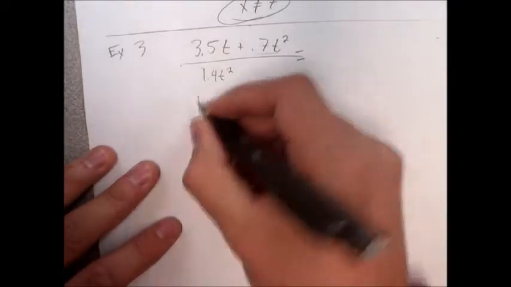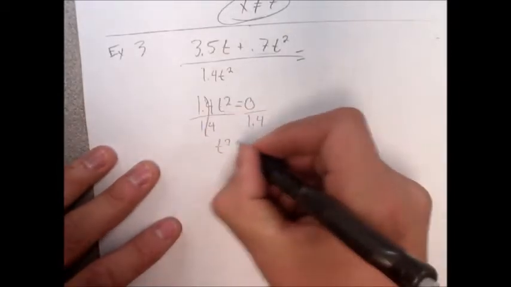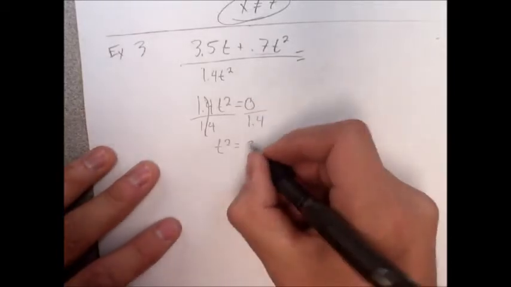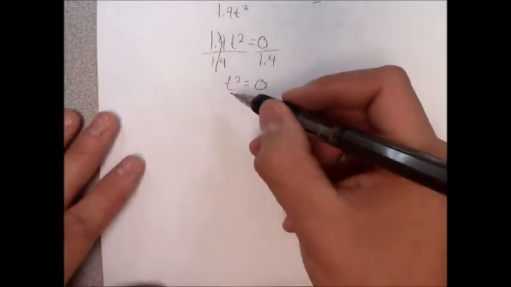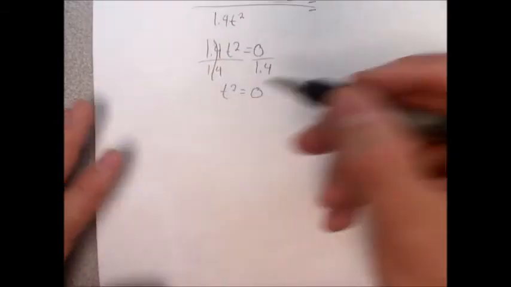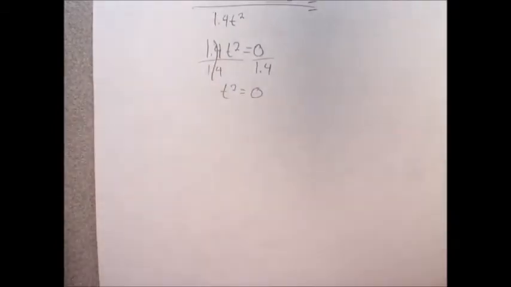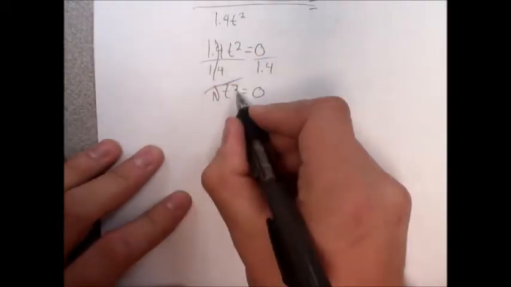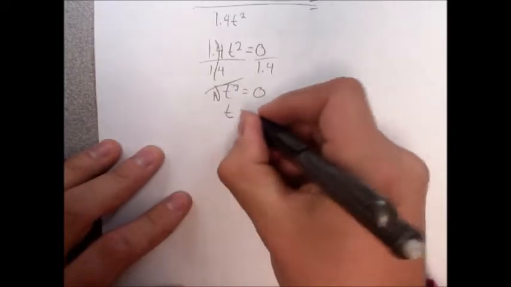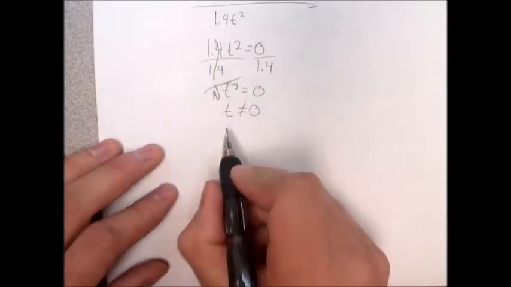1.4, those go away. I have t squared is equal to 0 divided by 1.4, which is 0. Next, how do I get rid of a square root? Does anybody remember? Or sorry, how do I get rid of a square? I gave you the answer. You square root. Indeed, we do. So a square and a square root cancel. So t, therefore, cannot equal 0. So there's my excluded value.